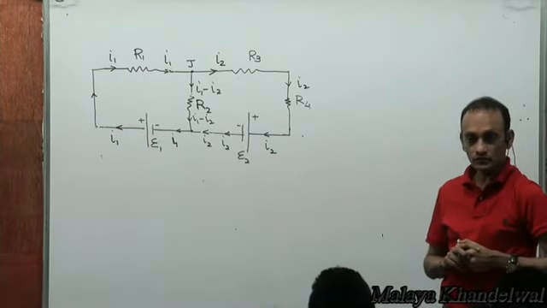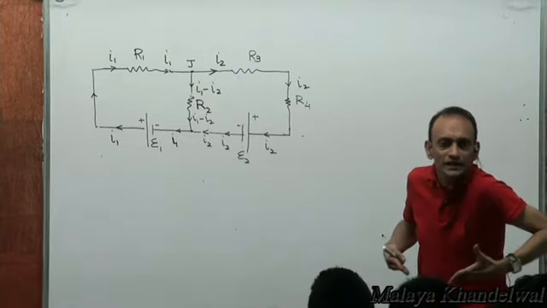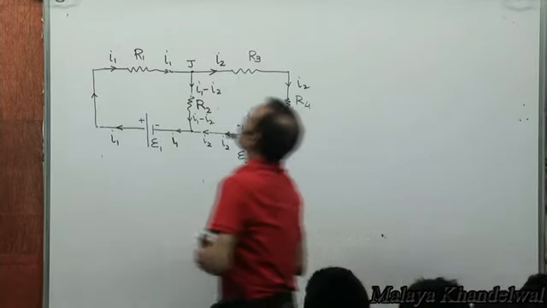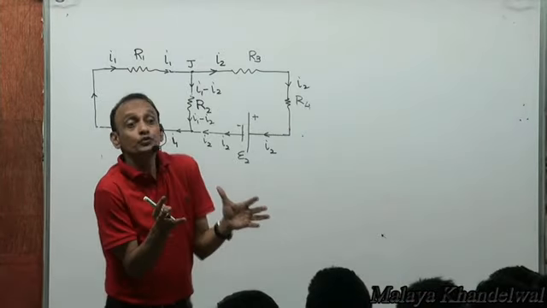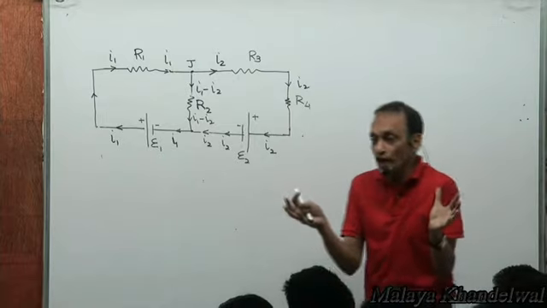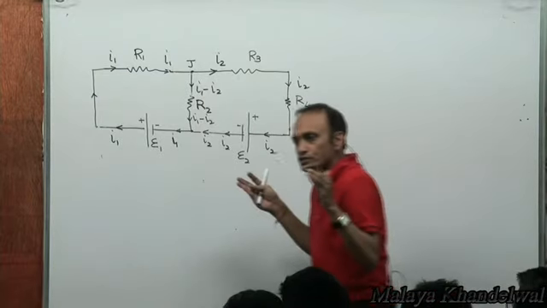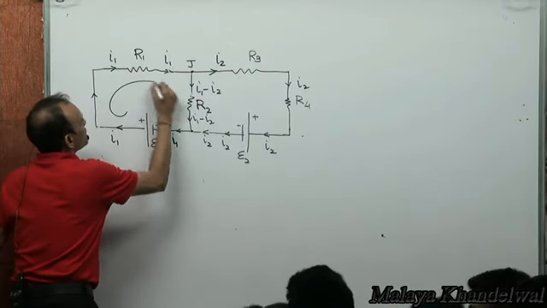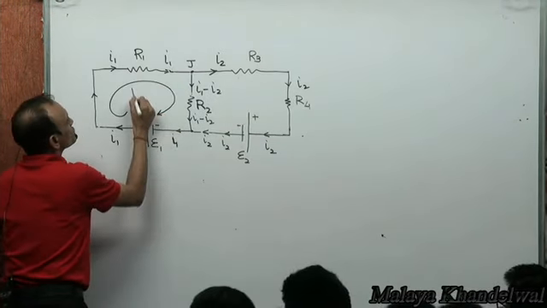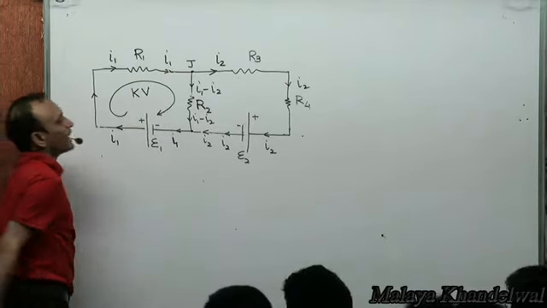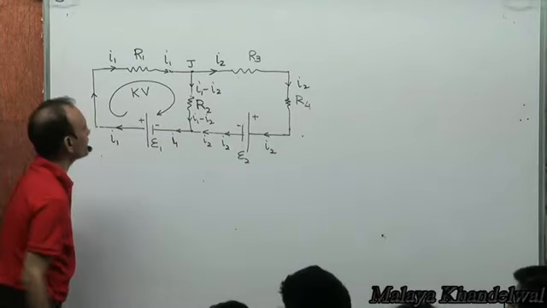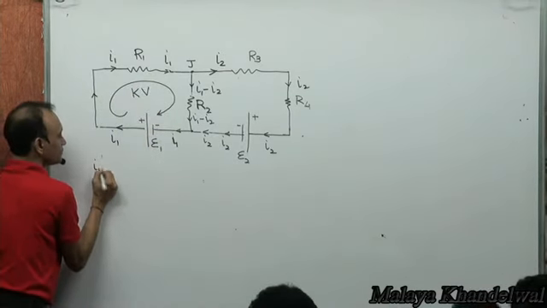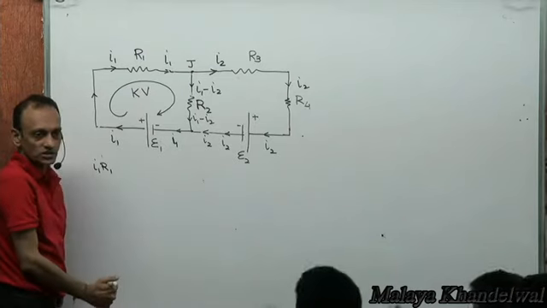Yes or no? So what are my unknowns here? I1 and I2. So I essentially need two conditions for two unknowns. What I then do is take this loop and apply KVL to this loop first, right? So then, what is the drop across this? I1 R1. That's the drop across this.